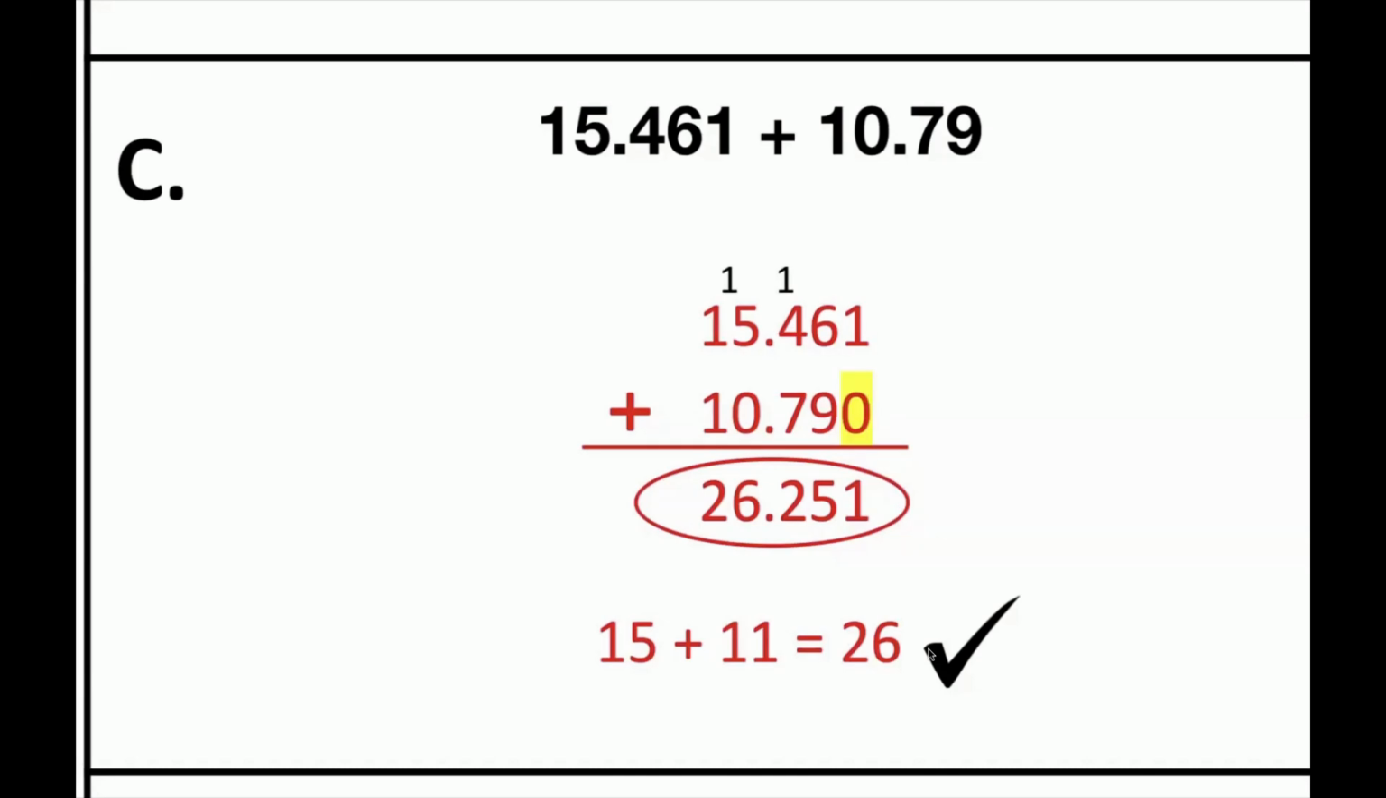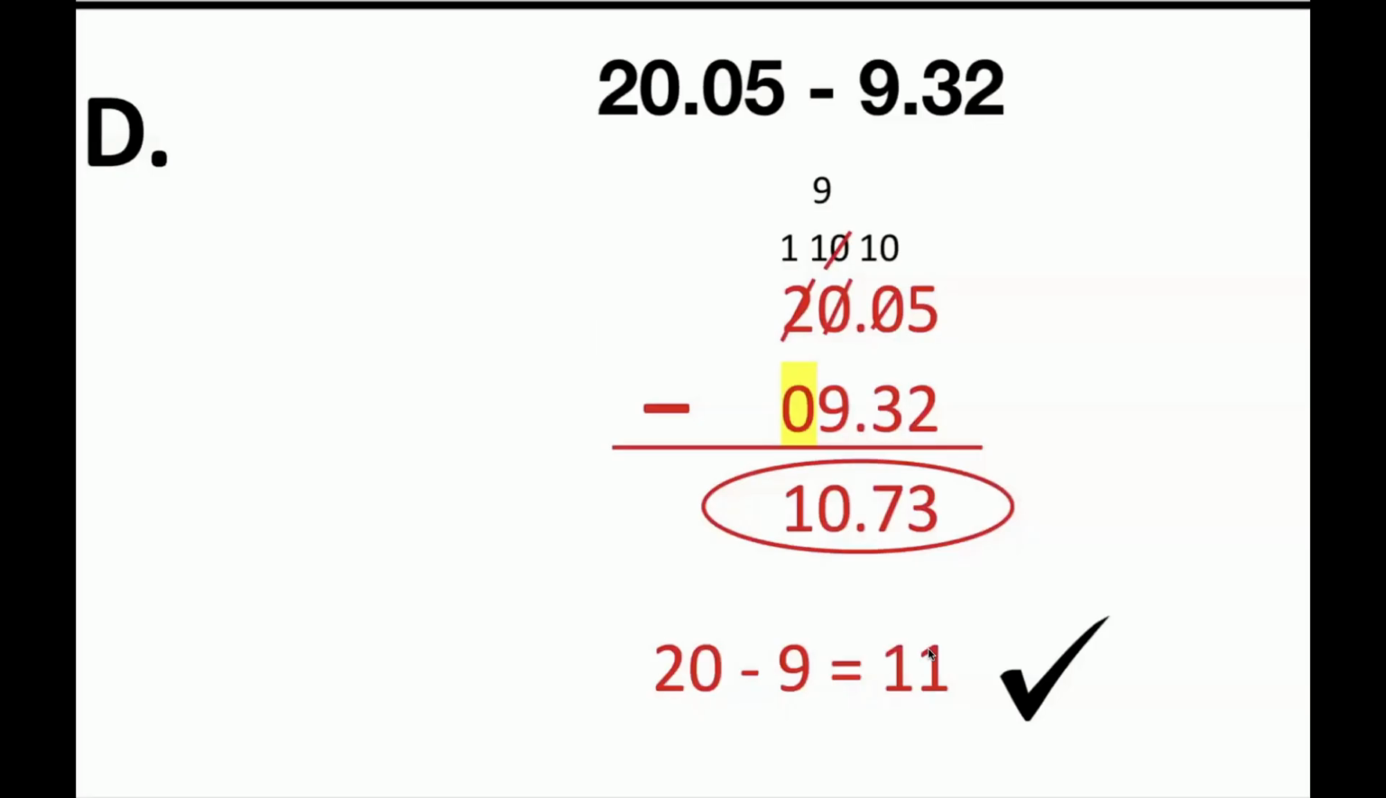Check your work for problem C. Make sure that you put this 0 placeholder. Your decimals are super lined up. And don't forget that the directions said to use estimation to check your work. Check your work for problem D. Complete the rest of page 4, then check in with your teacher to get feedback.